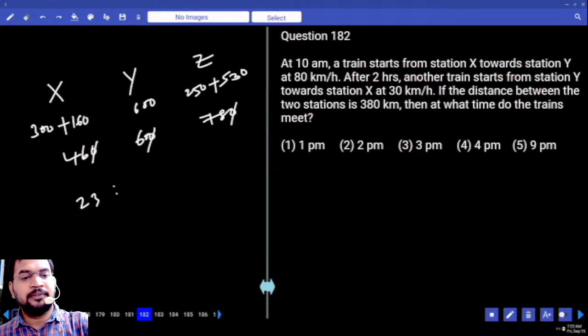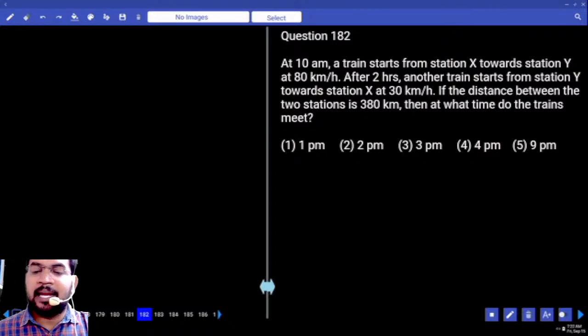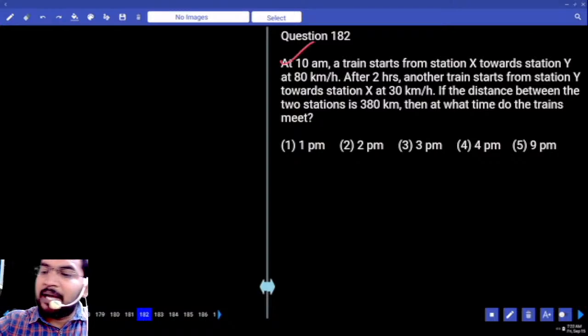Are you ready? At 10 a.m., a train starts from station X towards Y at 80 km per hour, and after 2 hours, another train starts from station Y towards station X at 30 km per hour. If the distance between the two stations is 380, then at what time do the two trains meet? Nana, one train started at 10 a.m. na? Are you clear or not? Another train starts from Y. Yes, another train is also same time.